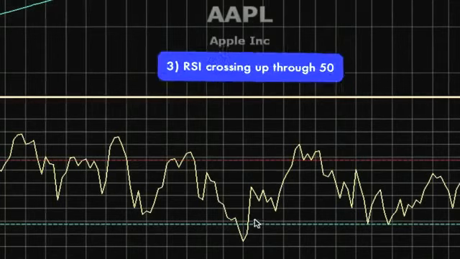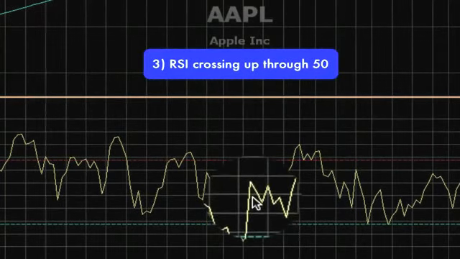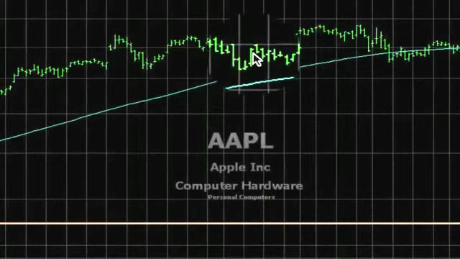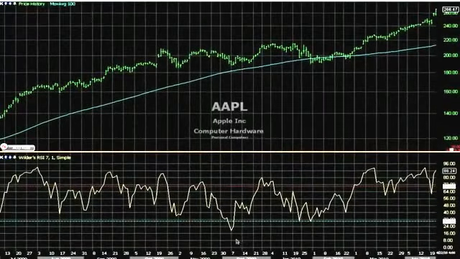And third, I look for a cross through 50 on a close basis. That's my entry. It's happening on this bar. If you see here, there's only one setup going long and many to go short. But I don't care about the quantity of trades. I care about the quality of the trade.